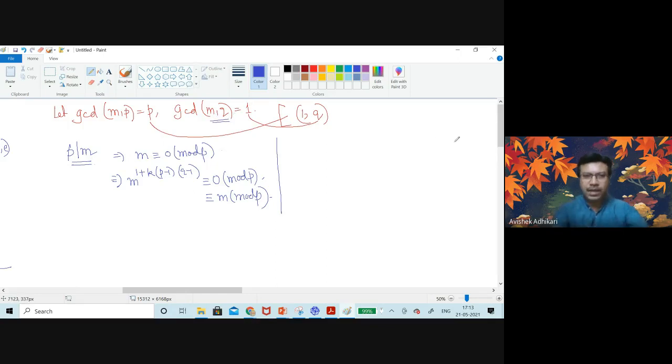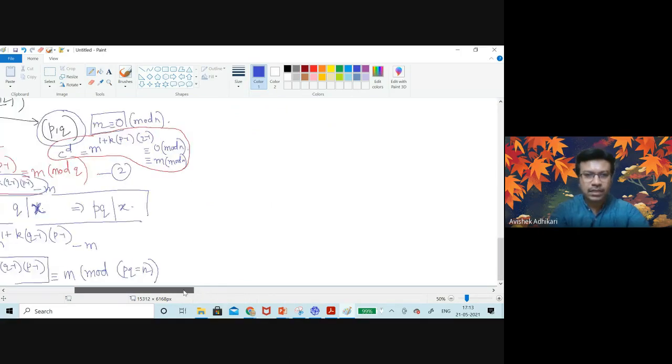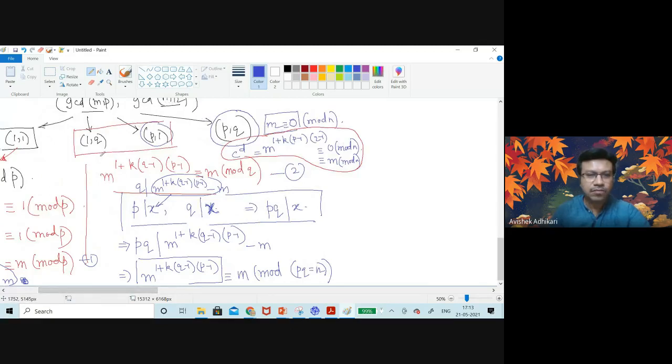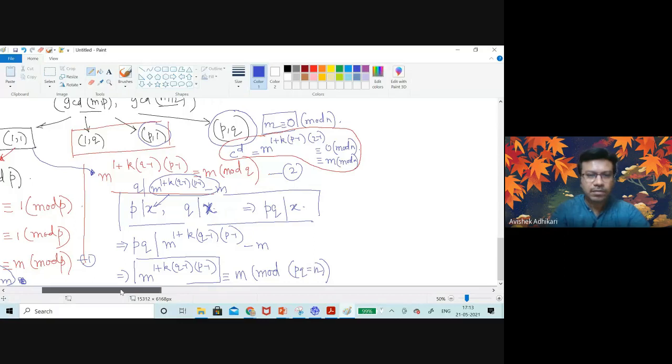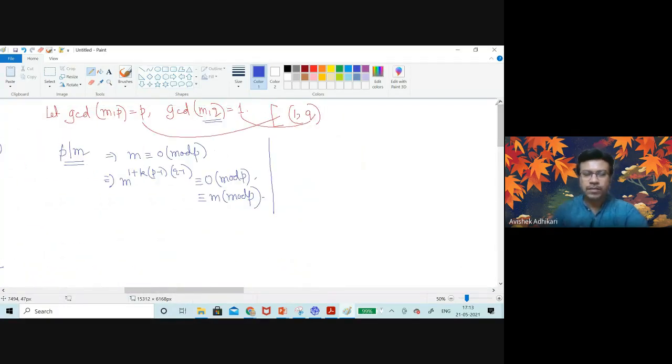And the GCD of m and q was 1. So in my last section, in my last proof, I have already considered this case. In that case, this was my value. So m to the power, there also the same thing happens because by Fermat's little theorem, we can also have m to the power 1 plus k into (p minus 1)(q minus 1) will be congruent to m modulo q.